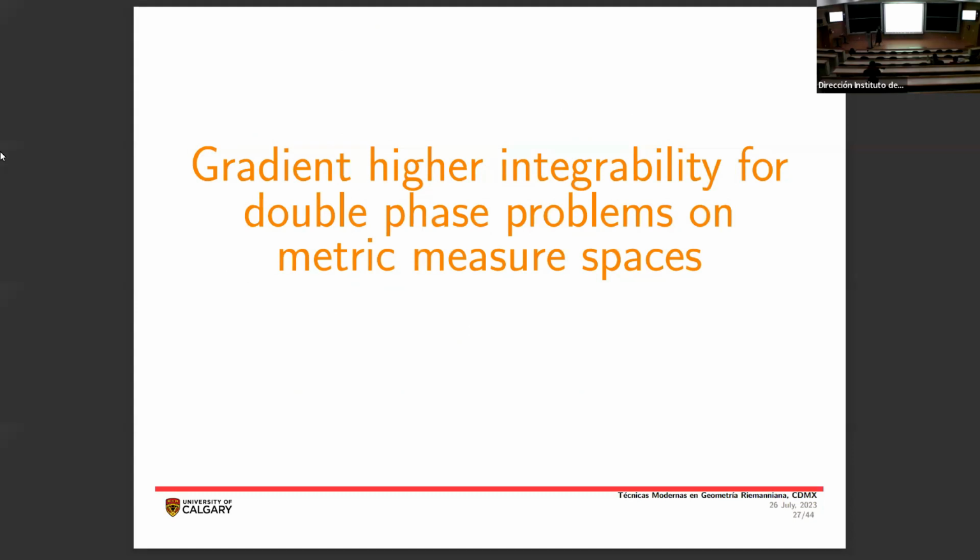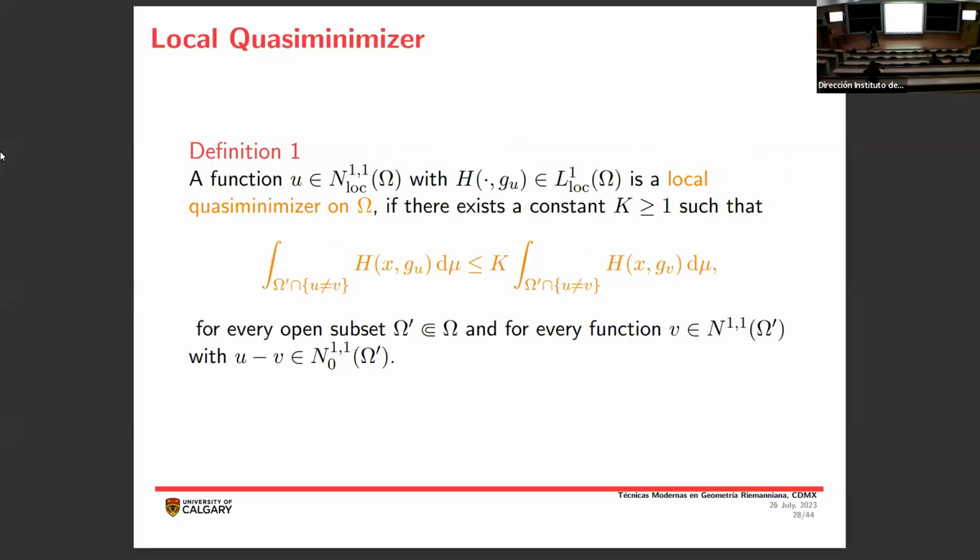Okay, so finally, the gradient higher integrability for quasi-minimizers of the double phase problem on metric measure spaces. And for that, we're first going to define what a local quasi-minimizer is. So a function u in N^{1,1}_loc with H evaluated at its upper gradient locally integrable is going to be called a local quasi-minimizer if there is a constant such that this inequality holds for any test function.